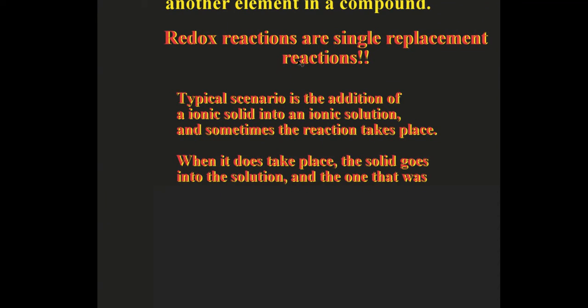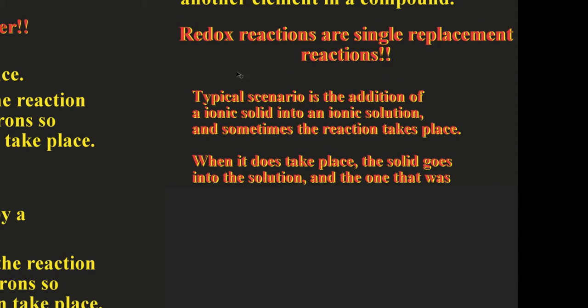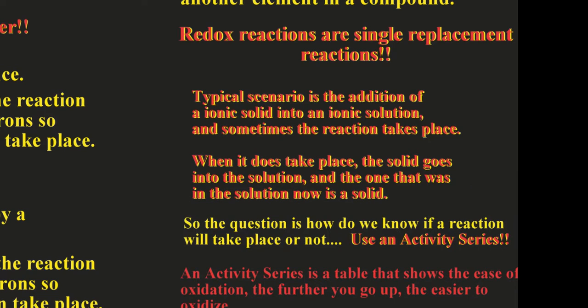Like I said before, redox reactions are single replacement reactions. A typical scenario is when we place a substance into an ionic solution. And what occurs is sometimes that substance will go into solution and the cation that was in the solution will become a solid. Other times nothing happens. They all just remain in solution as is. So how do we dictate whether or not a reaction takes place is the main question. And the answer to that is the activity series.